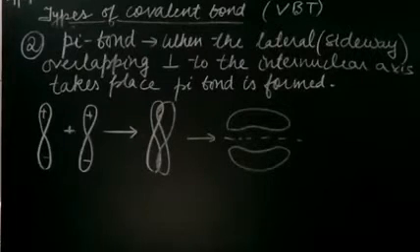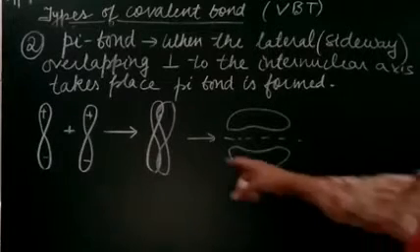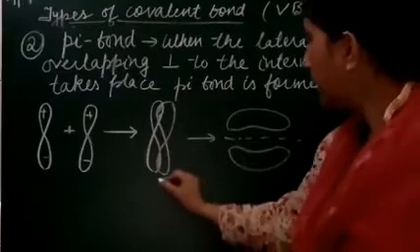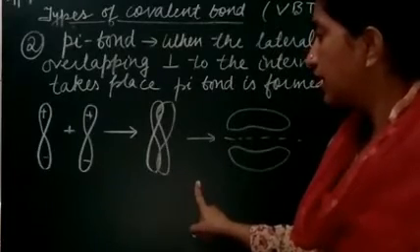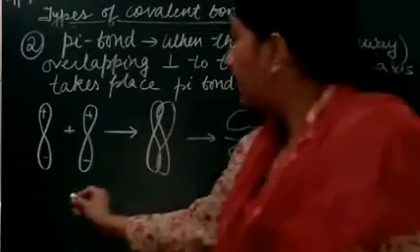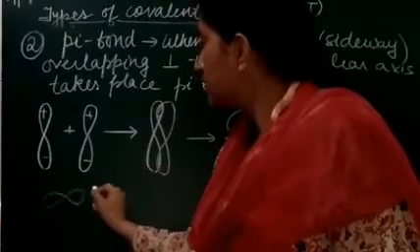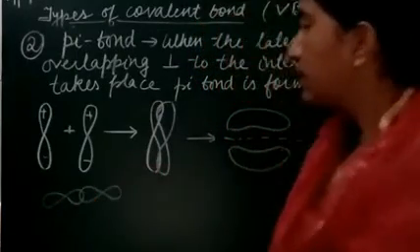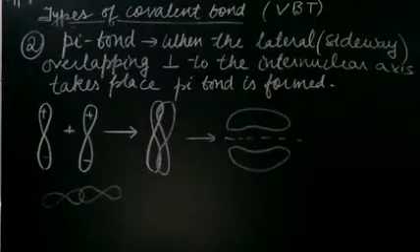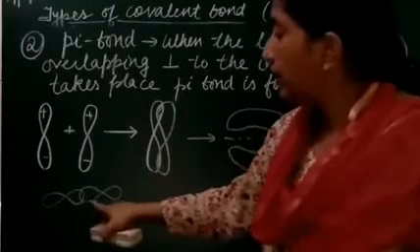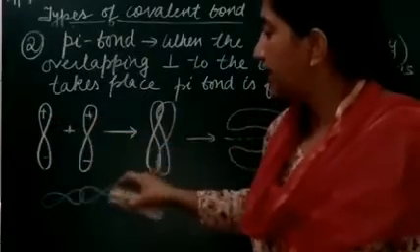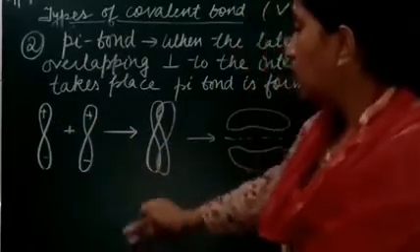Now this is the pi bond. So here the pi bond formation is taking place. And if it is a sigma bond, what will happen? How will the overlapping take place? It is in this way. Hope this is clear, the difference between head to head overlapping and the sideways or lateral overlapping.